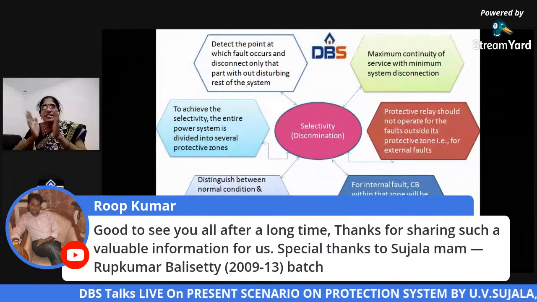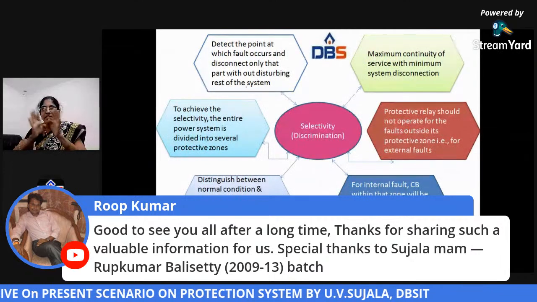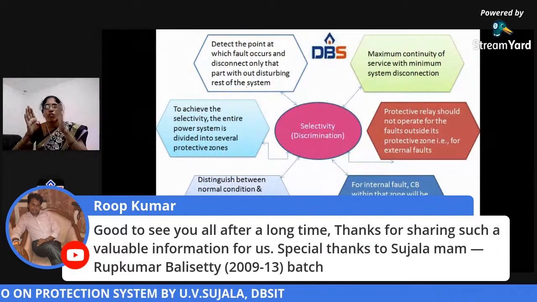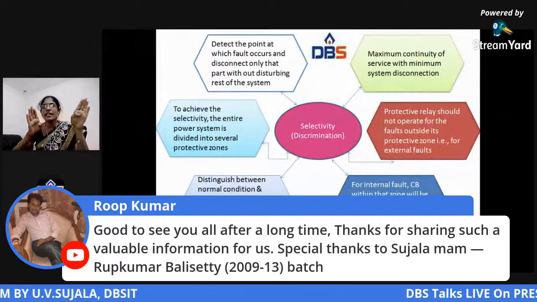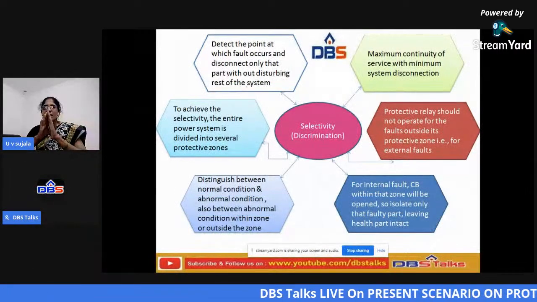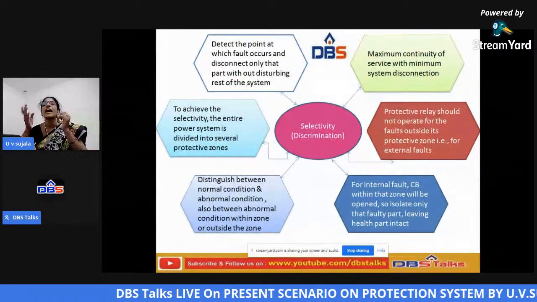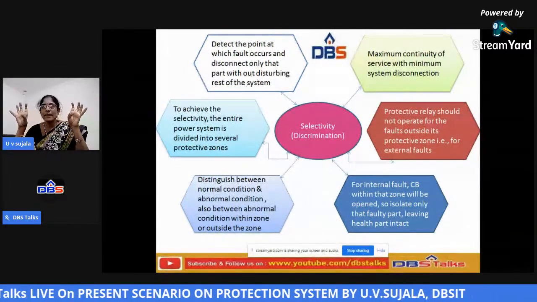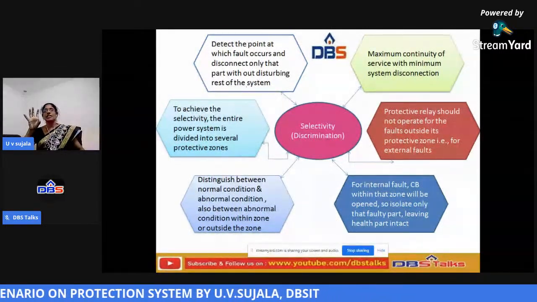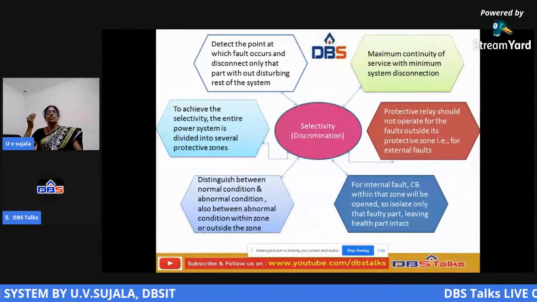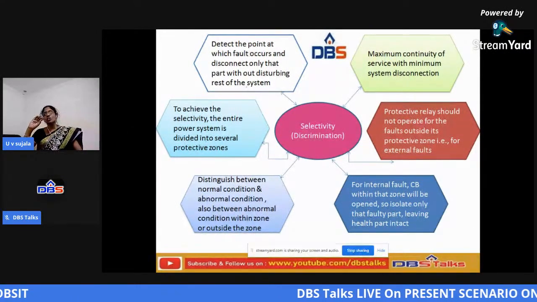What does discrimination mean? Discrimination means variation. That means the faulty part will be separated and the healthy part will remain undisturbed. That is called discrimination. So the basic idea of selectivity is to select the fault that occurs, disconnect it, and leave the rest undisturbed.